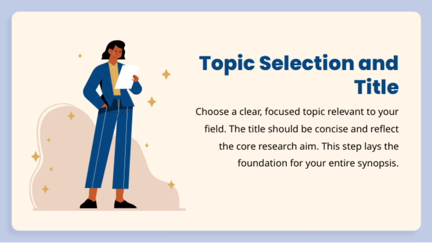When choosing a topic for your research, it's important to focus on something that is clear and specific to your field. You want to make sure it's relevant and meaningful, so it can guide your entire project effectively. The title should be concise, capturing the essence of your research aim without being too long or complicated. A well-crafted title helps set the direction and makes it easier for others to understand what you're investigating. Remember, this step really lays the foundation for your entire synopsis, so taking the time to select a focused and relevant topic is crucial. It's all about aligning your research with your overall goals and making sure your audience can grasp the core idea right from the start.